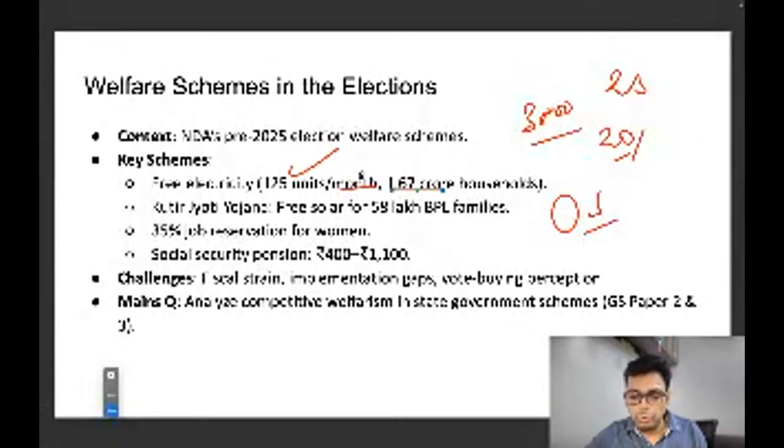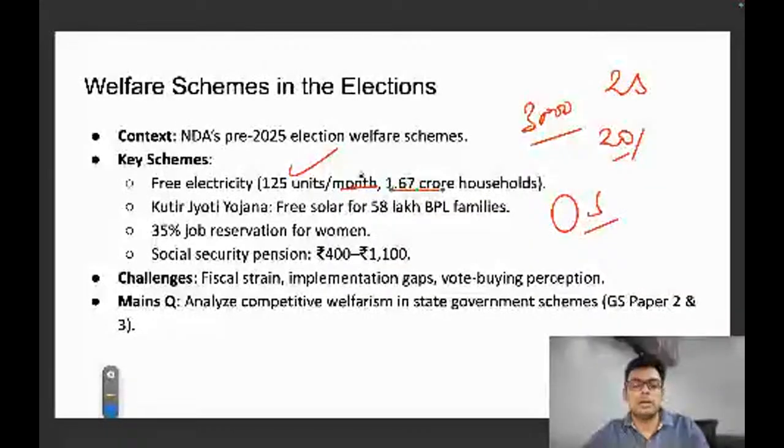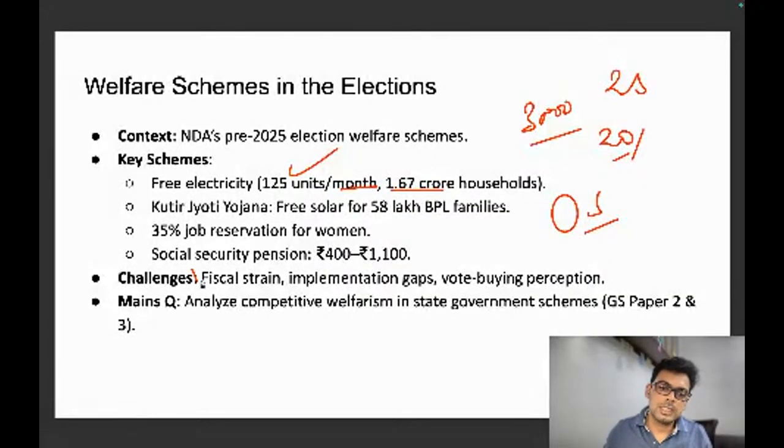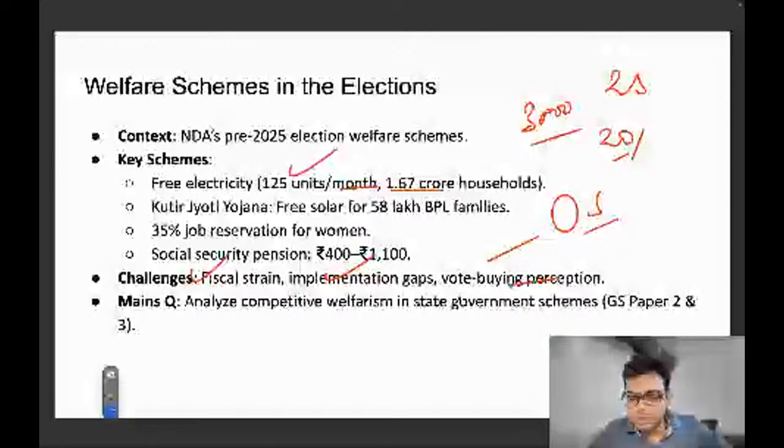Yeah, but if we talk from the perspective of UPSC, these schemes that they are going to offer, you can just give as an example, because these schemes can be used as an example. In prelims, they are not going to ask you, keep in mind. Now, what are the challenges? Fiscal strain, implementation gaps, vote buying perception. Obviously, it creates a vote buying perception in the minds of people. It's a political strategy, election welfareism, to counter other parties.